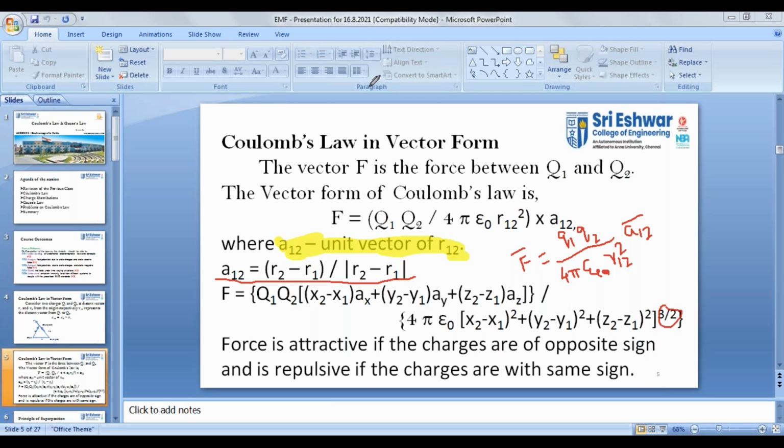Okay, so that is the actual point I want to convey. Do you understand how this force expression came here? Any doubt in this force expression?